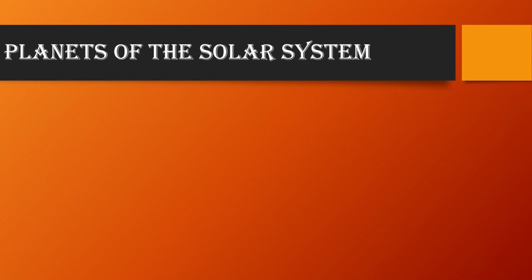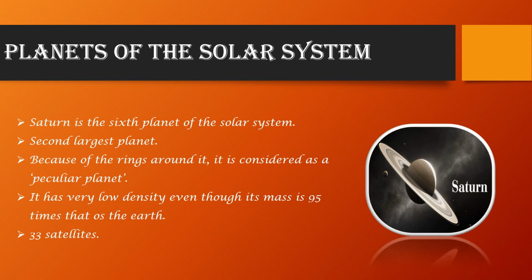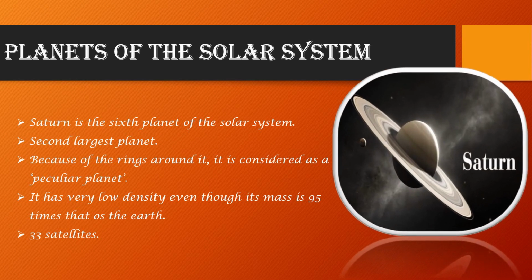The next planet is Saturn. Saturn is the sixth planet of the solar system. It is also the second largest planet in the solar system because of the rings around it. It is considered a peculiar planet. It has very low density, even though its mass is 95 times that of the Earth, and Saturn has 33 satellites.